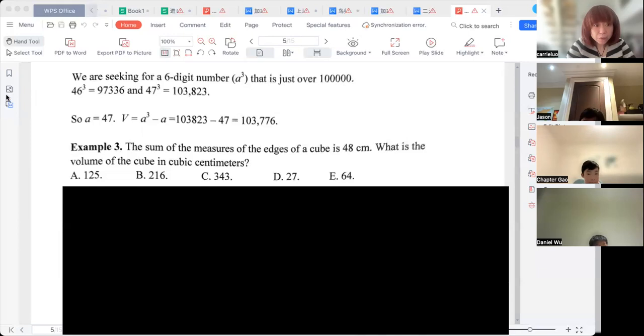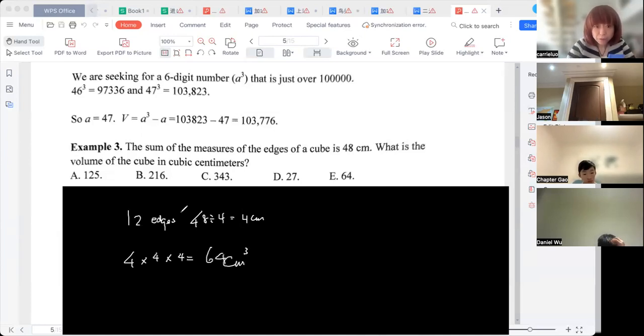Okay, I hope you get it all right. This question, there's no problem at all, I think, right? Because all the edges of the cube total 48. So how many edges are there for a cube? 12 edges. Right, so 48 divided by 12 equals 4 centimeters. That is the size of each edge of the cube. So 4 times 4 times 4 equals 64 cubic centimeters. So the answer is E.